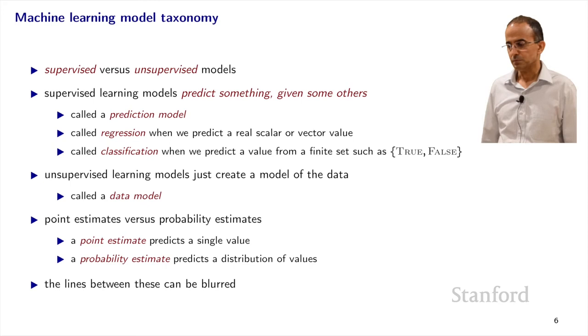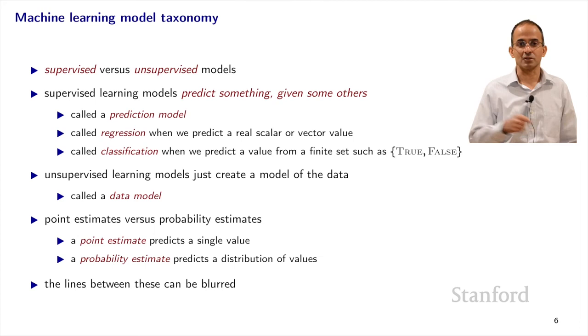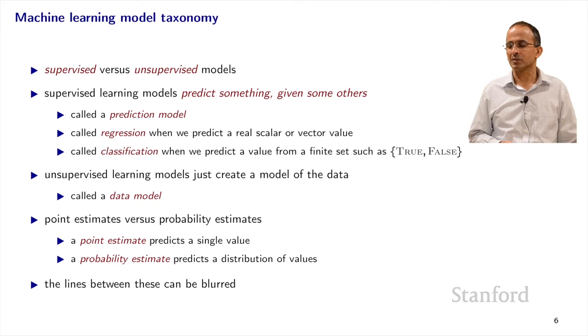For supervised learning, we can make two different kinds of predictions. We can either make what's called a point estimate, where we predict a value. We say, given all this data, that looks like an elephant, or that looks like a dog. Or we give a probabilistic answer. We say, given all this data, probability is 20% that's a dog and 80% it's an elephant.